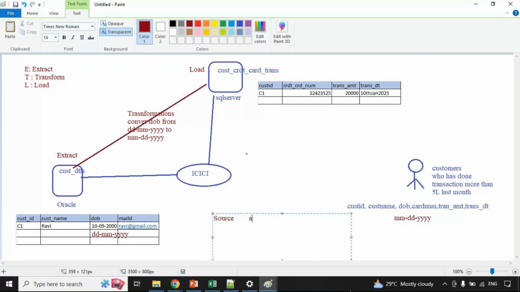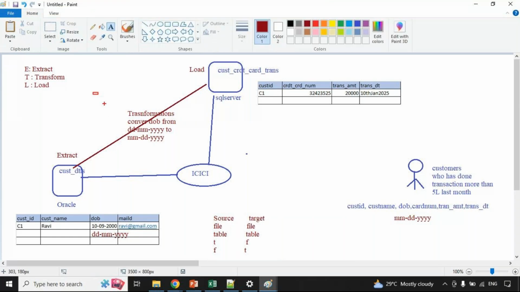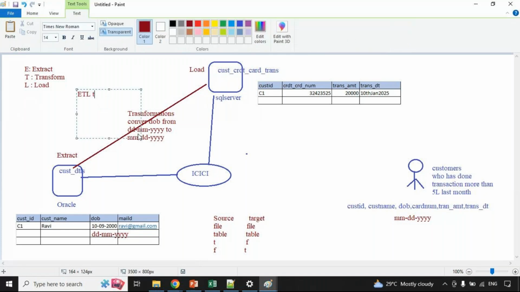Source and target. It can be a file to file. It can be a table to table. It can be a table to file and a file to table. It can be anything, guys. So to do that, there are some predefined ETL tools.